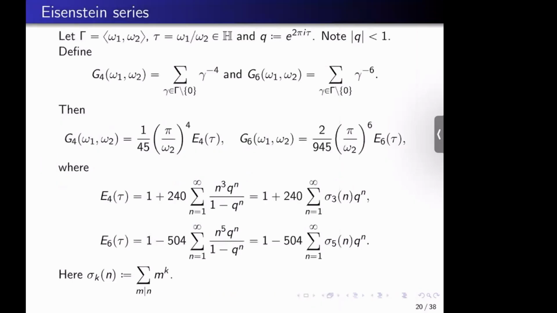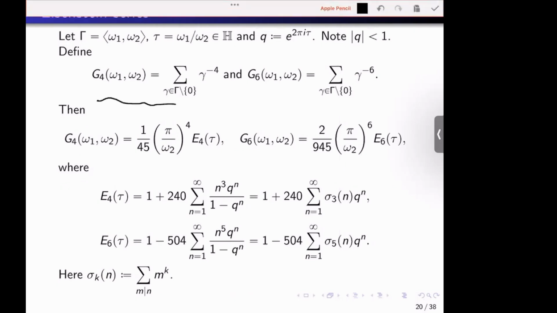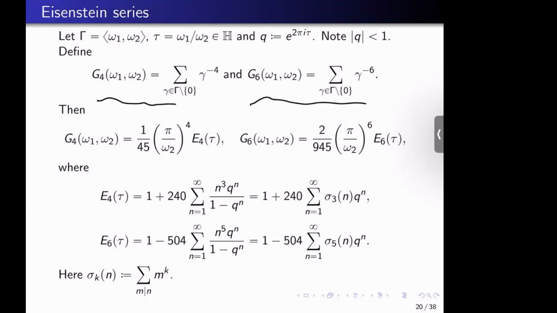So before I get to my main theorem, there's something else that we have to discuss. Namely, let's get back to our Eisenstein series. Remember, they turned up in the coefficients of the differential equations for the Weierstrass P function for a given lattice.